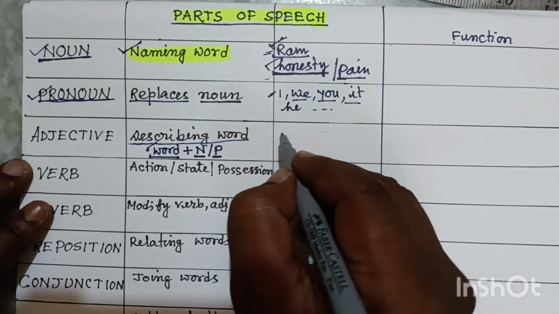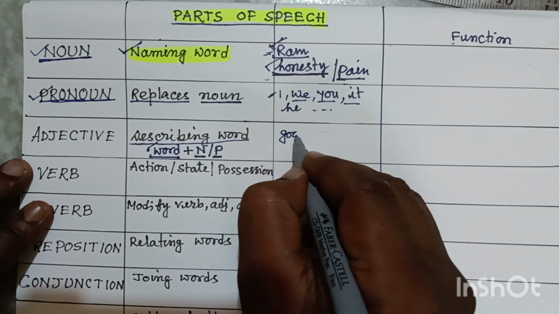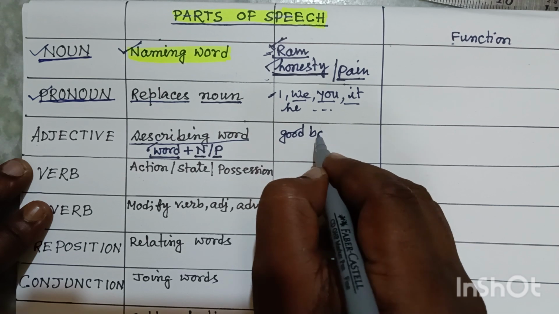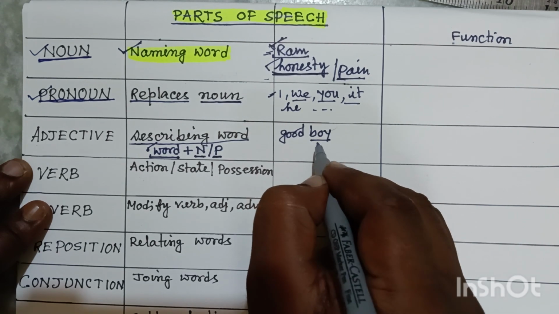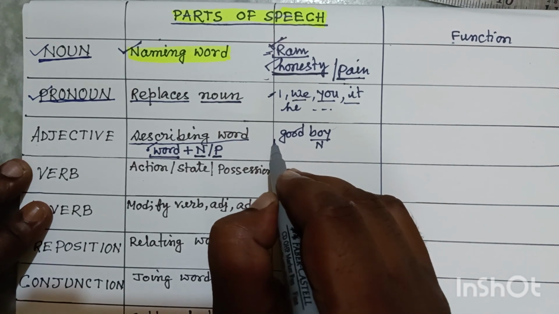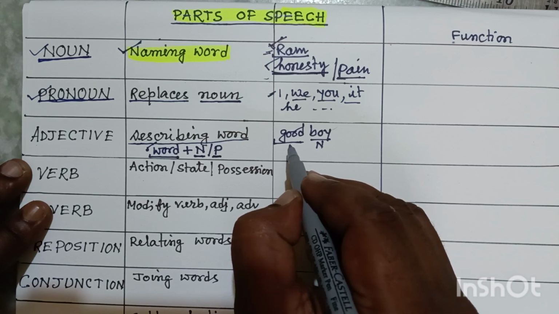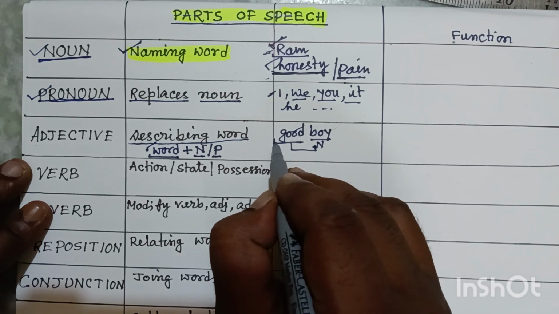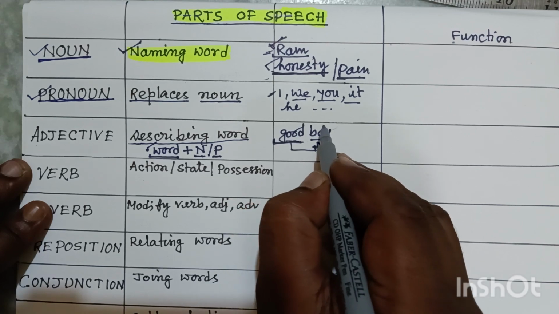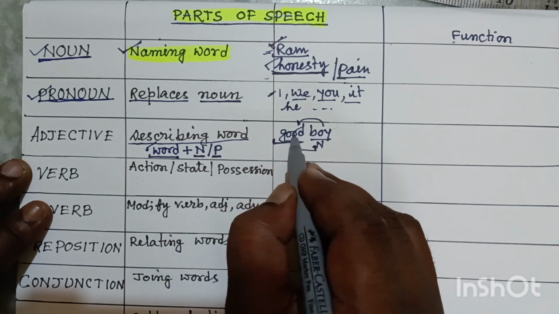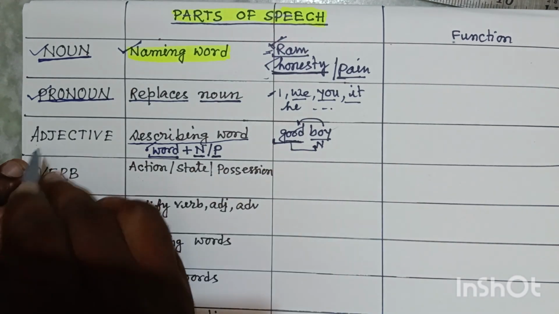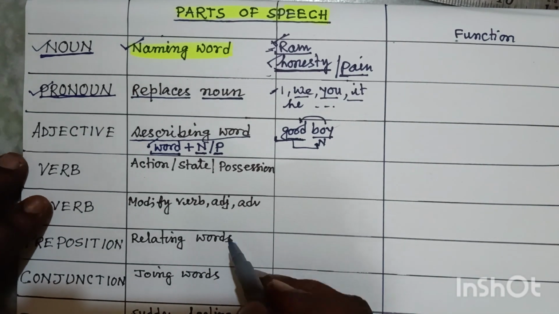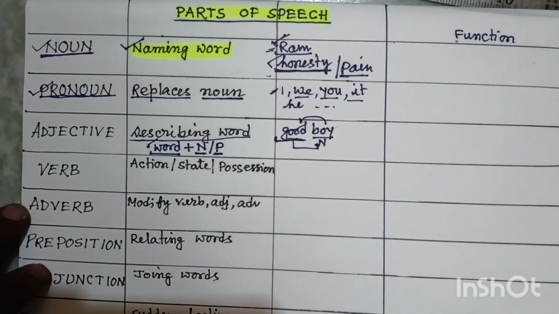Just like this one, suppose good boy. Boy is a noun, and this word is saying something extra about this boy. That means this is the quality of this boy. That's why this word will be called an adjective. So it is another group.